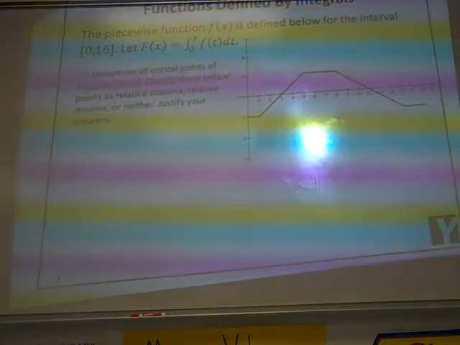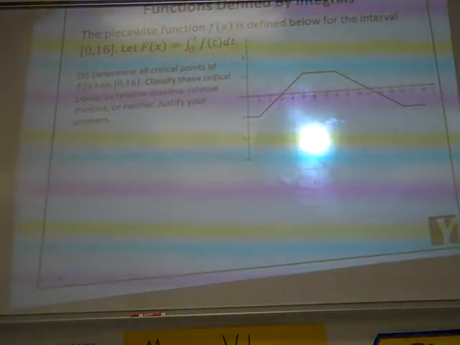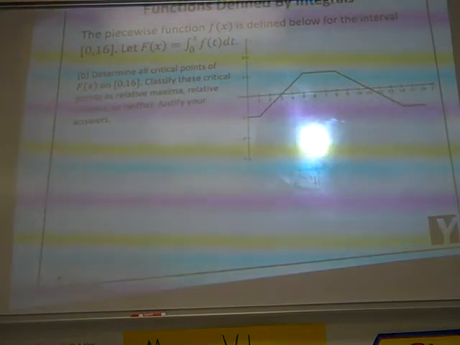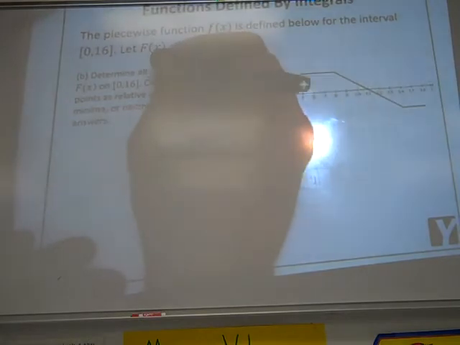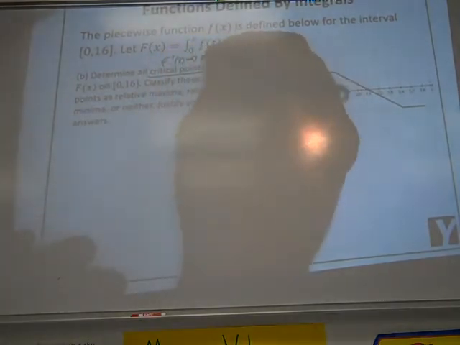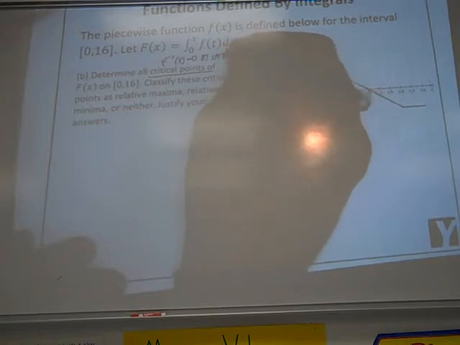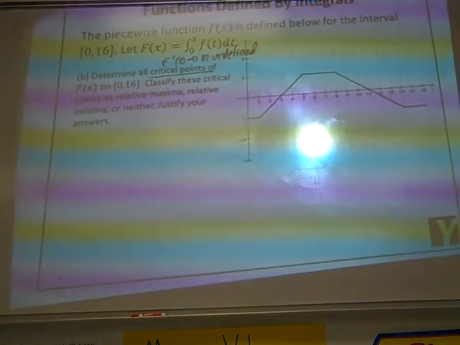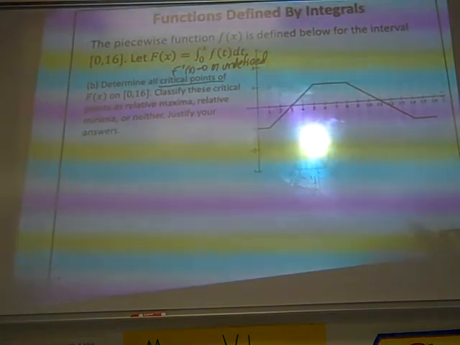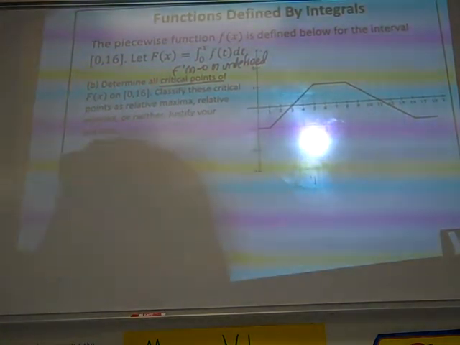B, determine all critical points of big F on the interval 0 to 16. By critical points, what I mean is that big F prime is equal to 0 or that it's undefined. If either of those two things happen, then we have a critical point. Now let's be careful. Let's be really careful here.